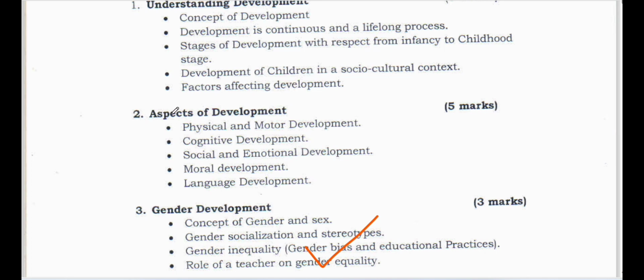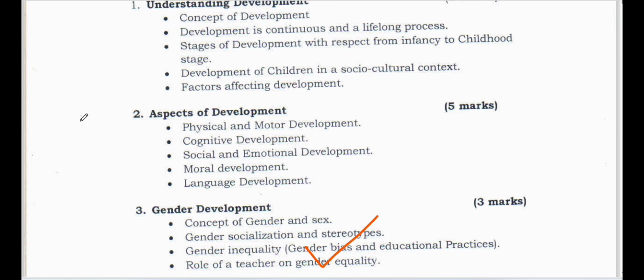So, aspects of development. As I was explaining now, there are different types of development. There is physical and motor development, cognitive development, social and emotional development, moral development, and language development. Now physical development, you know what is physical development. Physical development means which we can see: the height, the weight of the individual, right? We are able to see.